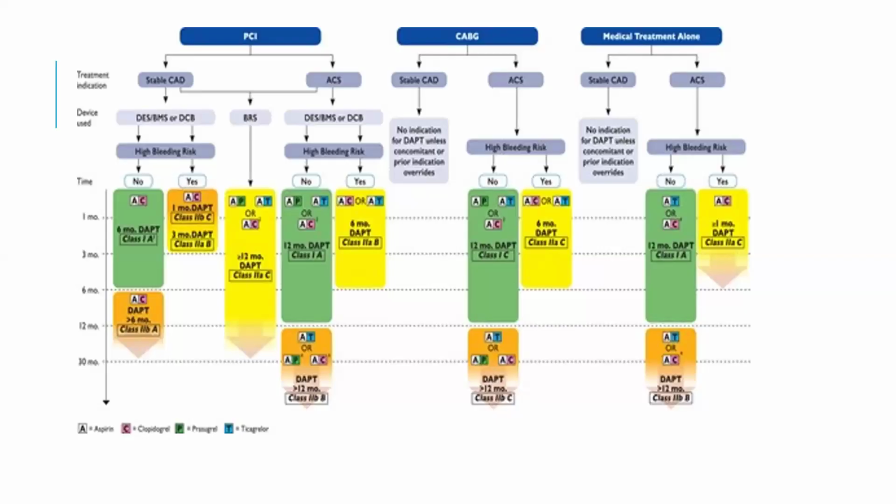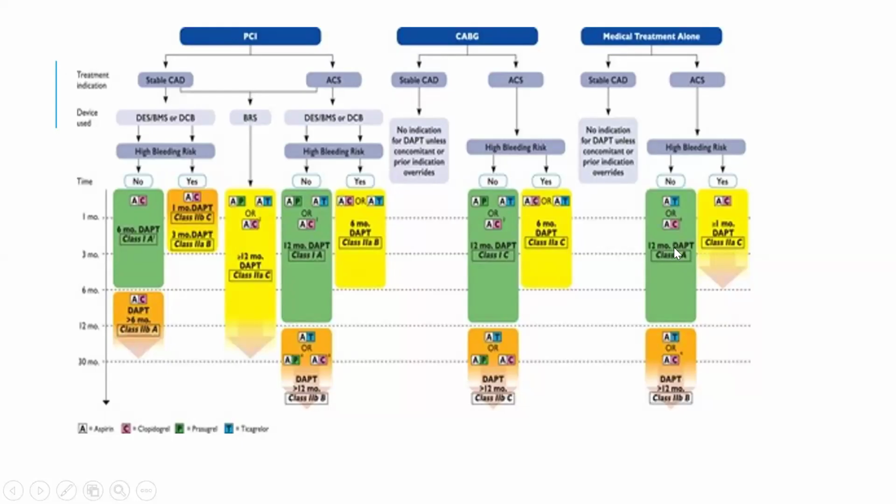For those you are doing medical therapy for, that is ACS with medical therapy, which is on this corner, if they have a high bleeding risk... if there's no high bleeding risk, you do their two antiplatelets for 12 months, after which you may want to continue.